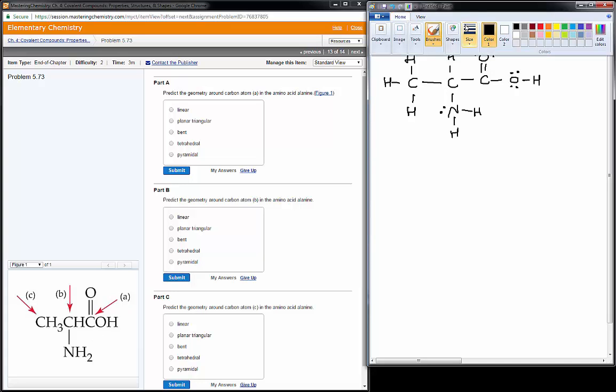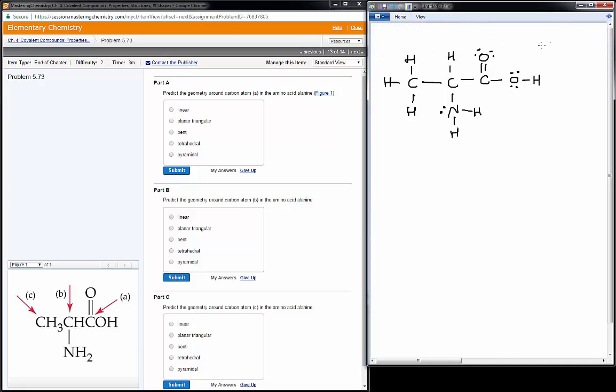Now I'm asking you questions about geometry, and the first thing you should note is it would be nonsensical for me to ask you, what is the geometry of this whole thing? Because that's a big, complicated molecule. It doesn't have a simple geometry. But I could point at an individual atom, for instance, carbon atom A, this one right here, and say, what's the geometry surrounding this atom? And you're going to follow the same rules.